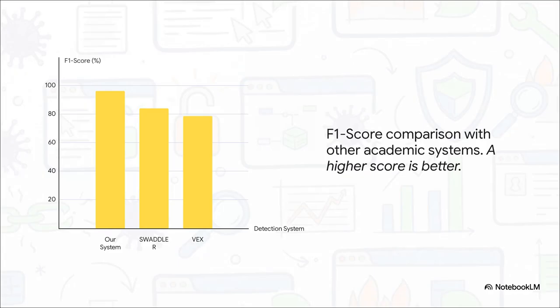So, how does that stack up against other advanced systems? This chart shows something called an F1 score. All you need to know is that it's a standard way to measure accuracy, and a higher score is better. The new system, that bar on the far left, scores a 96.5. Now look at the other academic systems, Swadler and Vex. It's not just a little bit better, it's a massive leap forward.